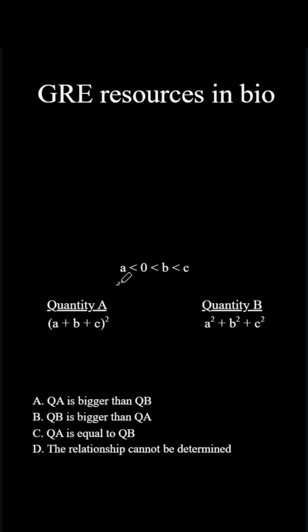So let's just say A is -1, B is 1, and C is 2. In this case, we would have 4 for this result because -1 plus 1 is 0, plus 2, squared, is 4. But then here we'd have 1 plus 1 plus 4 is 6. So quantity B is bigger in this case.